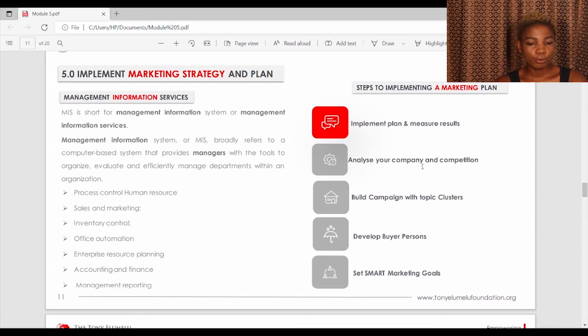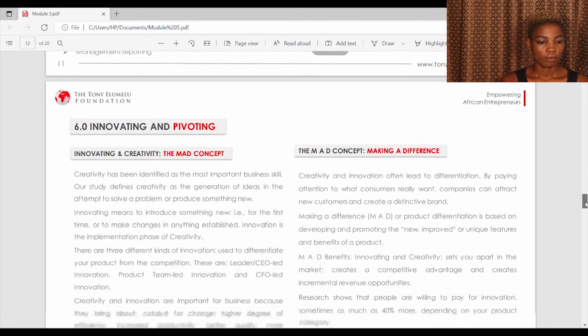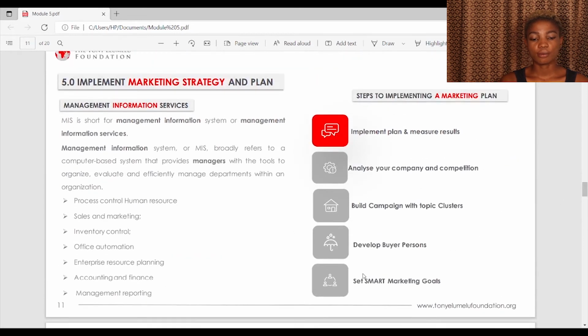Then analyze your company and competition. You need to analyze your company and competition and actually know if your marketing plan is working. Then build campaign with topic clusters. I can explain that a bit. Develop buyer persona. Set SMART marketing goals. We've already treated what SMART is all about. I think we treated that in module 1 or module 2. So you already know what SMART means.